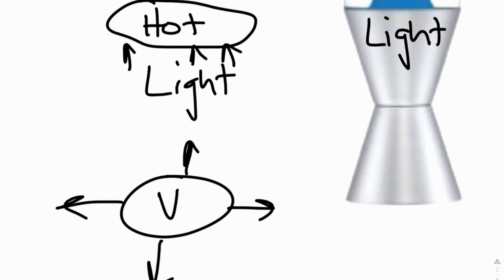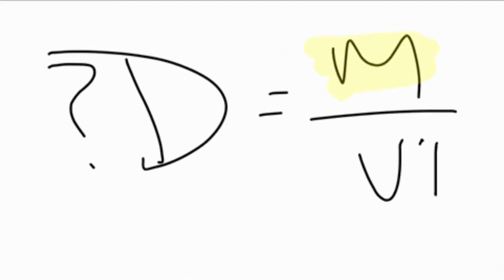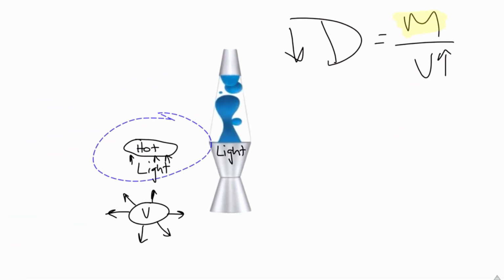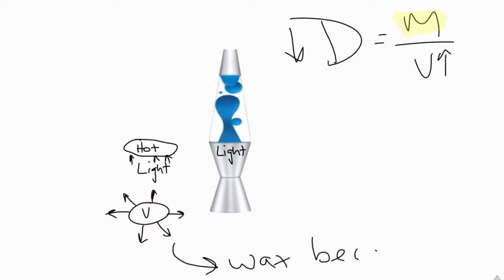So this is exactly what we talked about in our weather unit. So the volume will increase. So what does that mean? Well, if the volume increases, what that means for density is that the density decreases. This is an inverse relationship. So because the light made the wax hot, the volume of the wax increased. And when the volume of the wax increased, the wax became less dense.